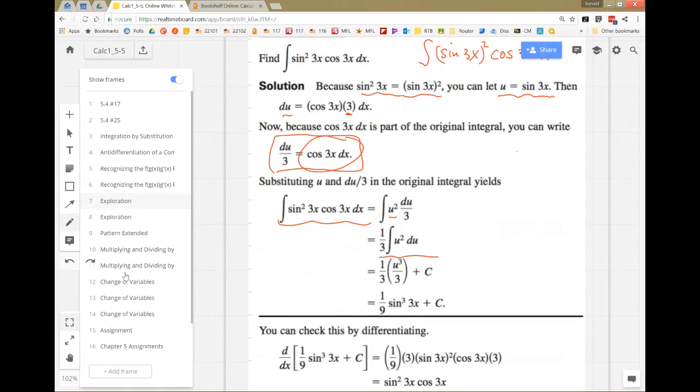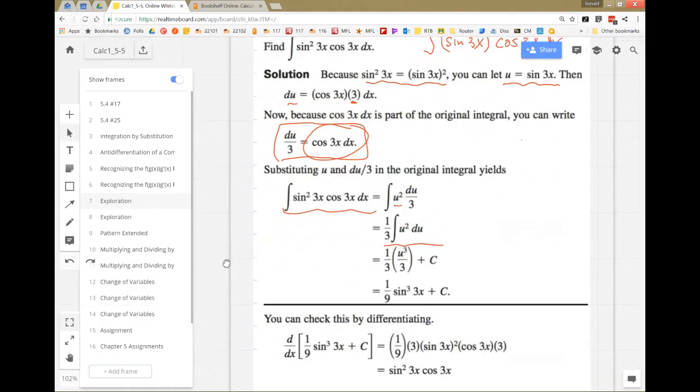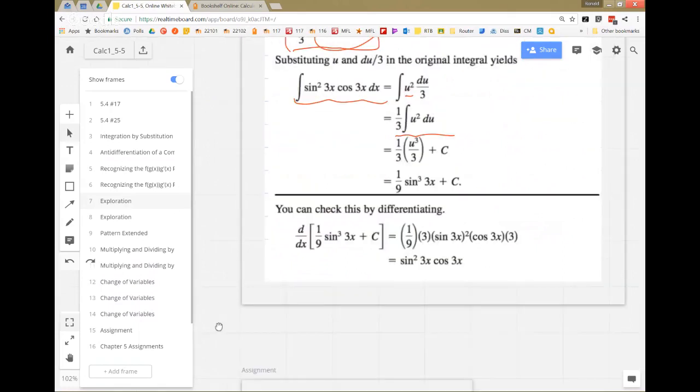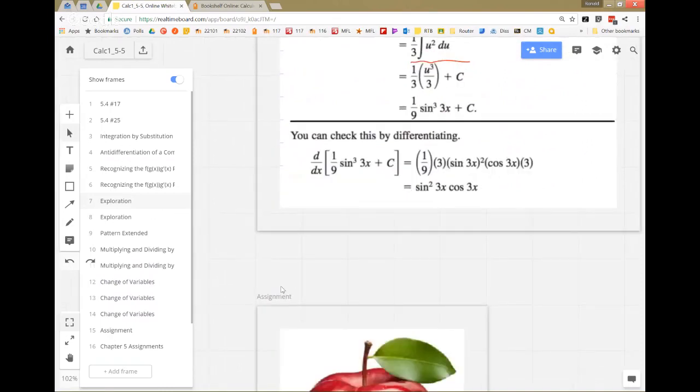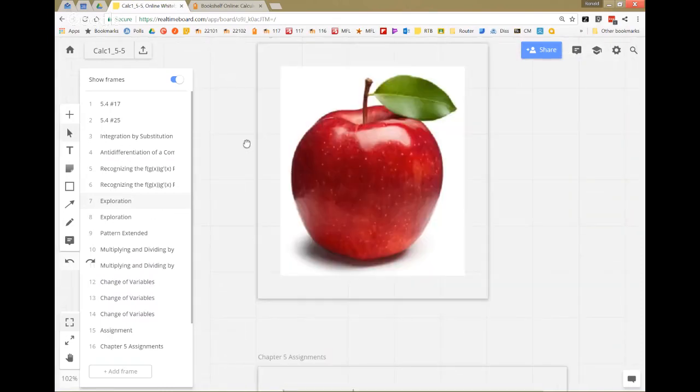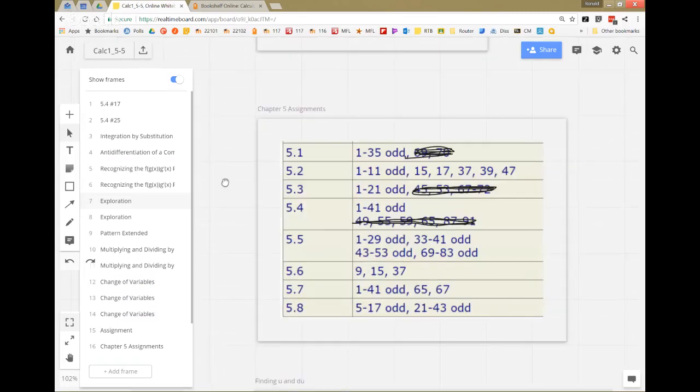I don't know. Hopefully you're picking this up. But all right, I'm going to give you an extra day to get used to it. So let me show you what the task is, and then we'll see if you have some things we want to go over. The assignment for Friday is 4 sections of odds. 5.5, 1 to 29 odd, 33 to 41 odd, 43 to 53 odd, and 69 to 83 odds.